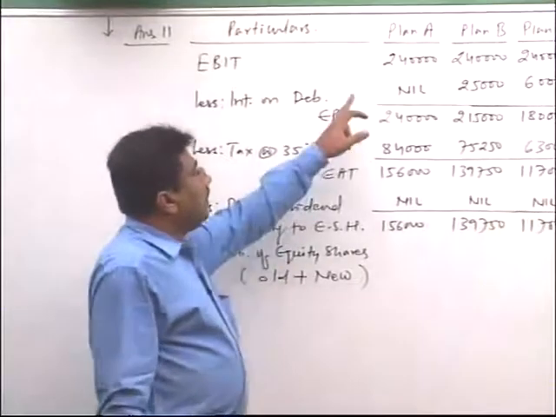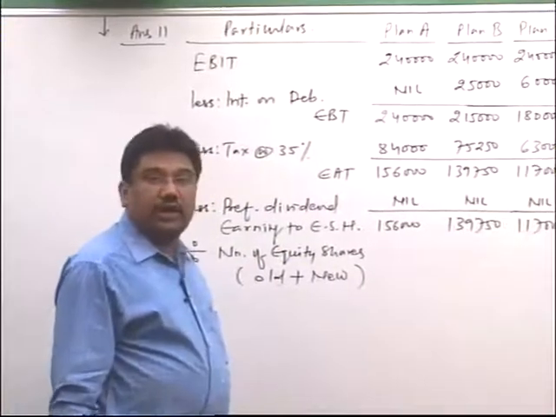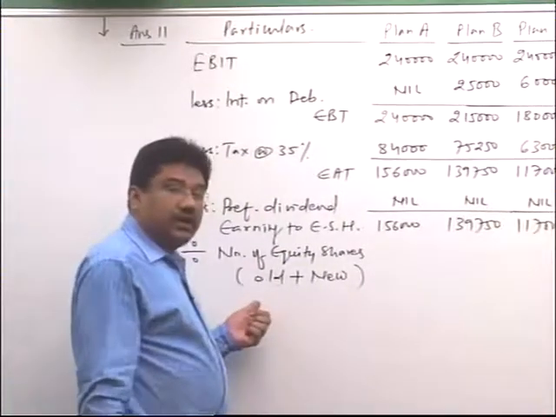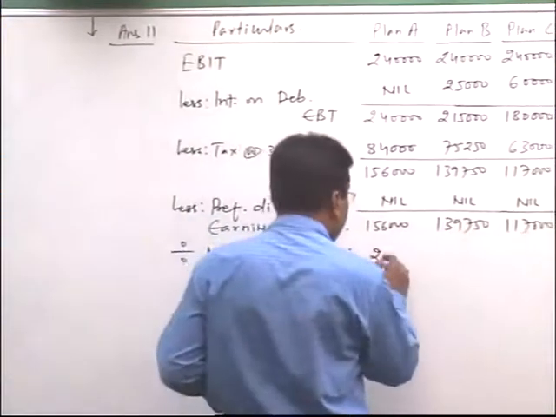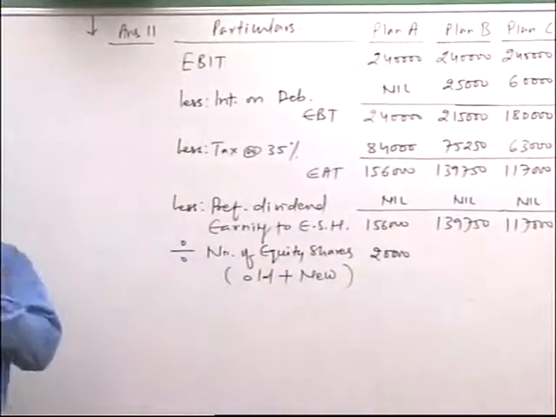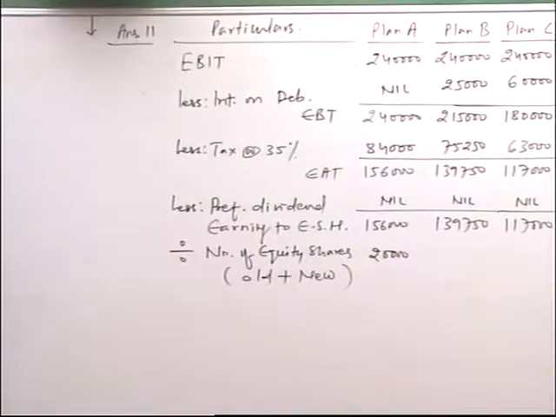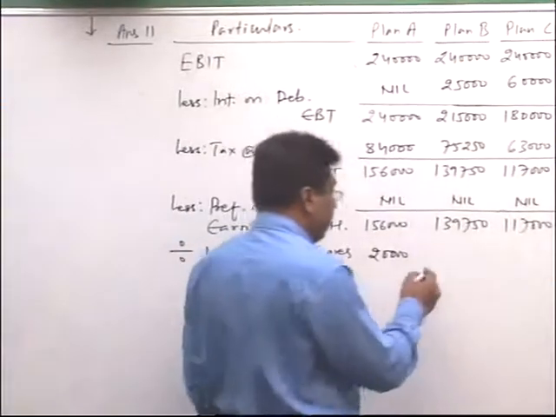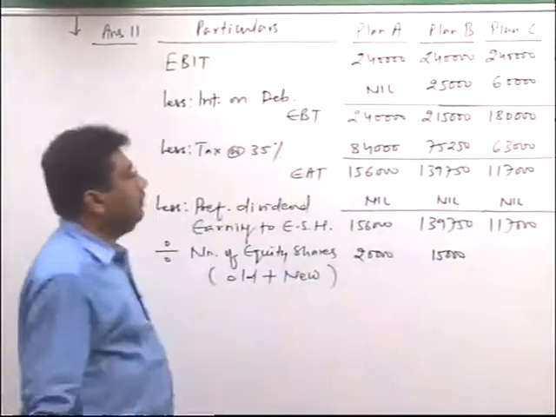In the first alternative, the old equity shares are 10,000 and the new equity shares are also 10,000. So the total number of equity shares will be 20,000. But in plan B, you can see that the additional fund of 5 lakhs is raised by equity and the other 5 lakhs is raised by debenture. So the new equity shares are only 5,000. So old 10,000 plus new 5,000, so total 15,000 equity shares in plan B.